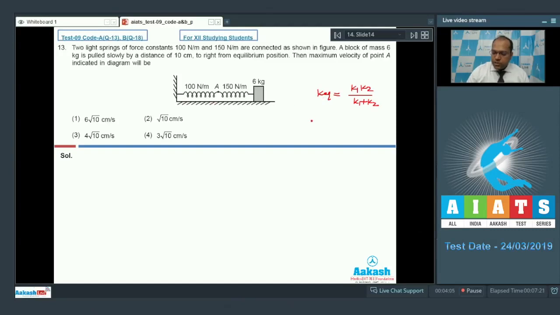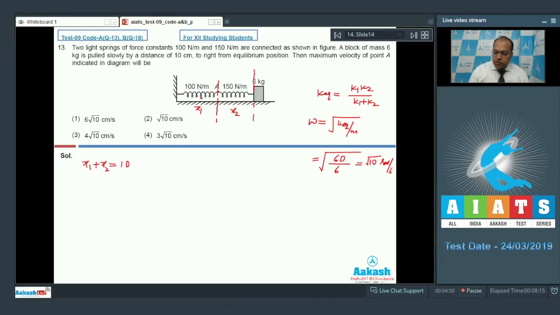So the omega of this oscillation can be written as under root K equivalent by m. If I substitute the value of K equivalent, that comes out to be 100 into 150 divided by 250. On solving, it comes out to be 60, and the value of m is 6. So this comes out to be under root 10 radian per second. Now we have to find out the maximum displacement of this point A, when the block is displaced by 10 centimeter. Let the extension in this spring be x1 and the extension in this spring be x2. Then x1 plus x2 must be equal to 10.